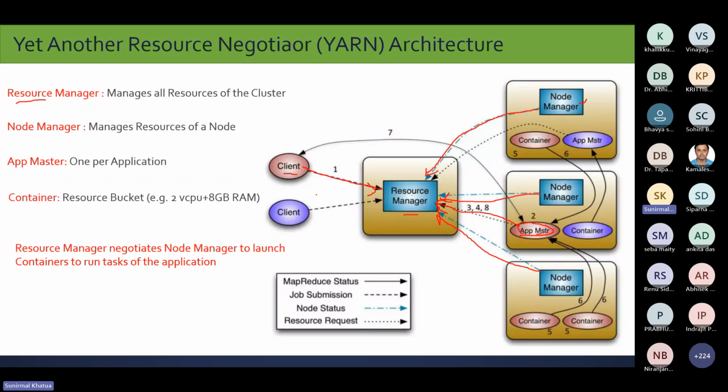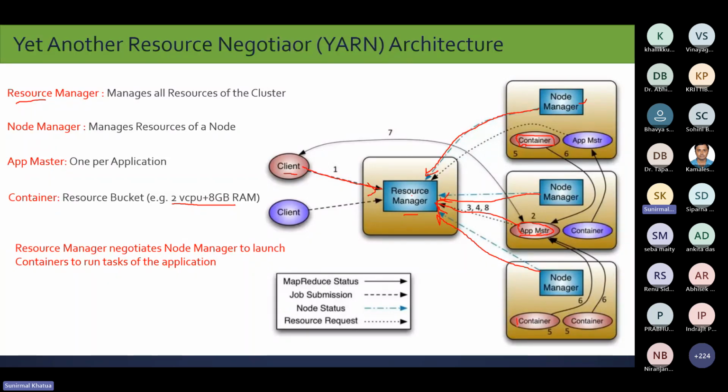Based on the negotiated value. For example, suppose one node is negotiated with 2 virtual CPU and 8 GB RAM. So one container will be launched there. You have to launch some container, which I discussed when I discussed cloud computing, right? So the container will be launched wherever I need.